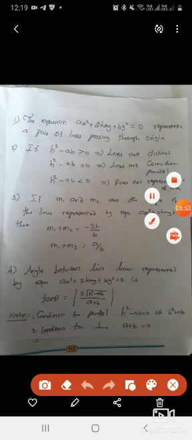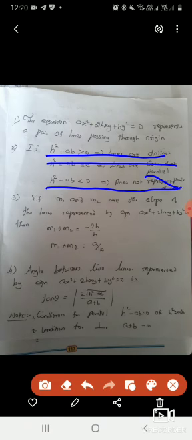If h square minus ab is a positive value, then the lines are distinct, separate lines. And if it is equal to 0, then it is a parallel line, coincident. That is called the nature of the lines. Here there are two lines; this single equation represents two lines.